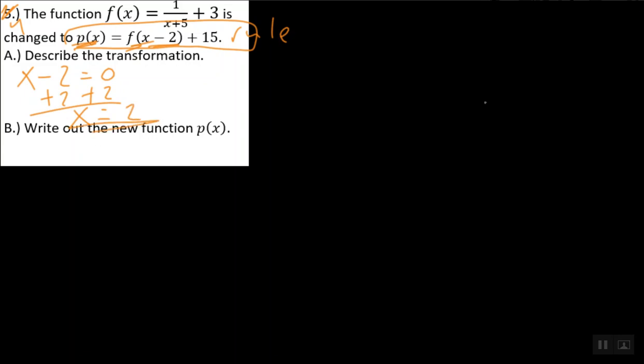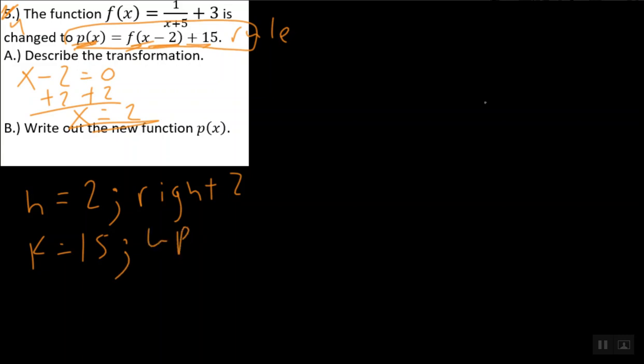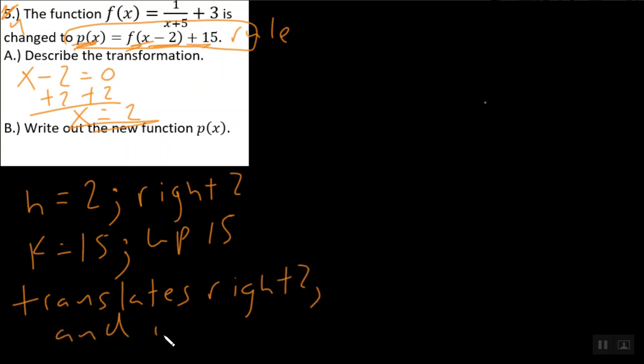Remember, our true x value will always be labeled as h, so h equals 2, which moves to the right 2 because it's positive. And on the outside, our k value is 15, which means that it's going to go up 15. Pretty easy. So let's go ahead and write this out as we should. Our description is that it translates right 2 and up 15. Okay, now at this point, let's go ahead and tackle our actual function.